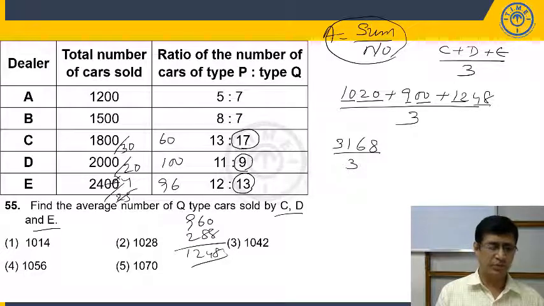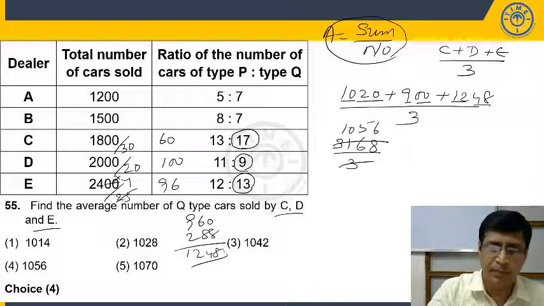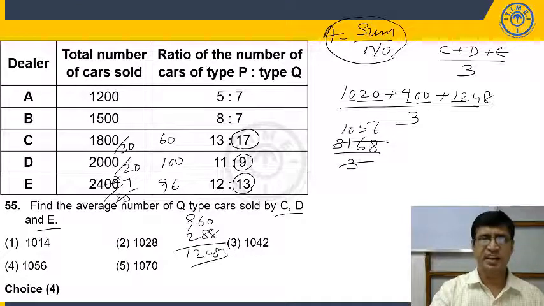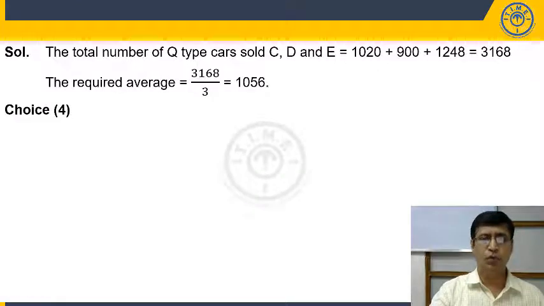Yes, my dear students. Now simplify this, observe the value. How many times does 3 go into 31? 10 times, so 5 times and 6 times. So what is the right choice? Option number 4. The fourth choice is the right choice. Am I clear? So average means sum of the observations by number of observations. So the sum of the observations here is 3168. The number of observations is 3. Dividing this, you will get 1056. This is the type of solution. So just look at this one.